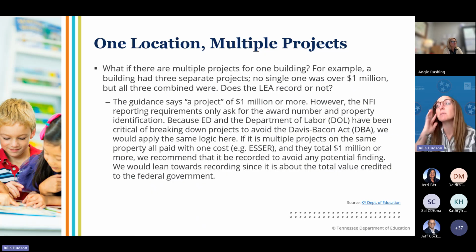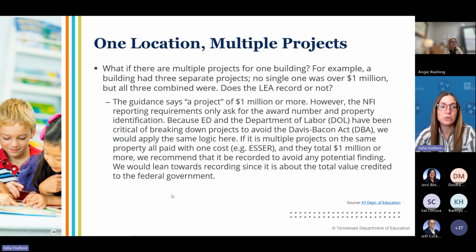So one question that has come up a lot is, what if there were multiple projects in one building? So for example, you have a building with 3 separate projects. None of them were over $1 million individually, but if you combine them, they were. So would you need to record the notice of federal interest or not? So the guidance says that projects of $1 million or more, but the NFI, the Notice of Federal Interest reporting requirements, only ask for the award number and property identification.